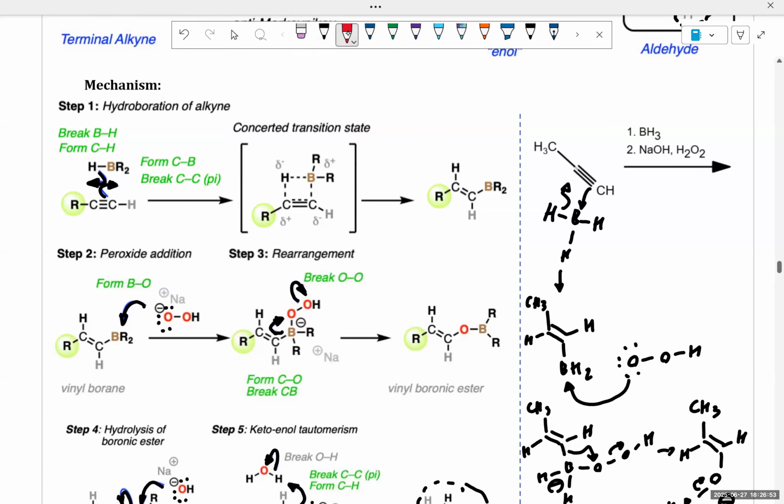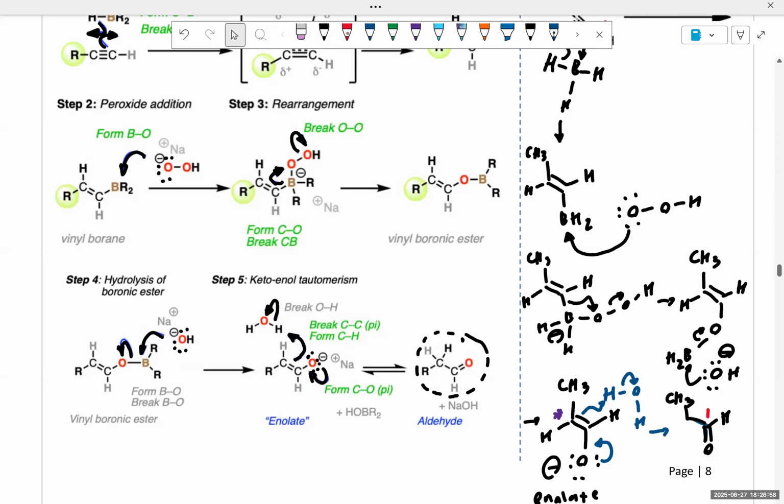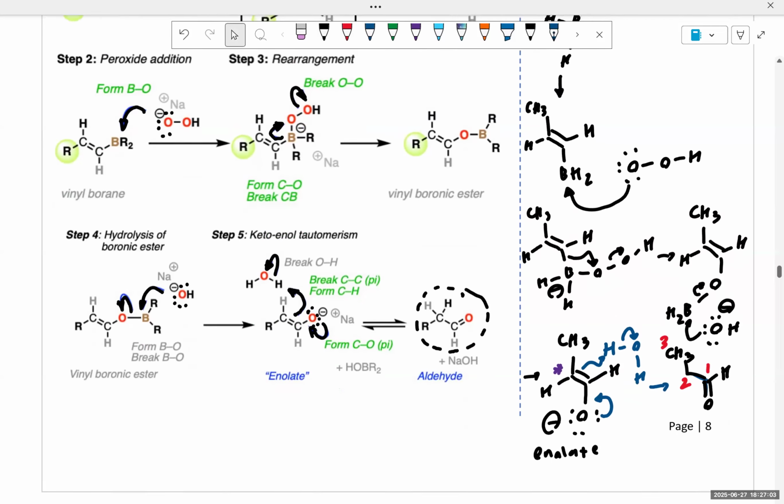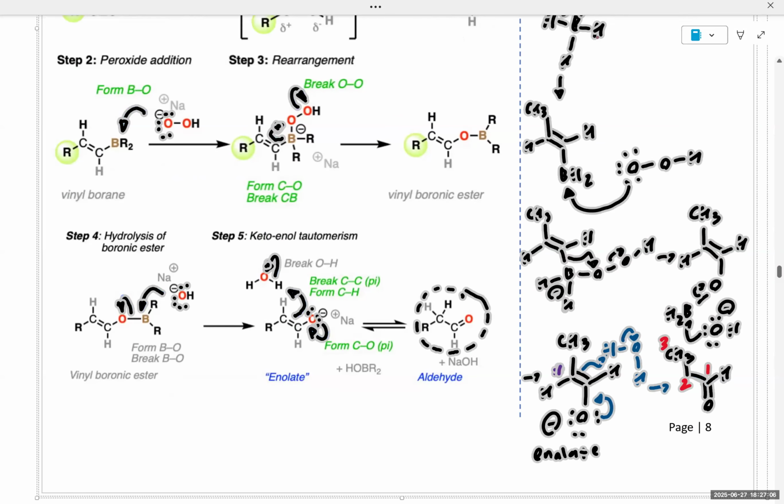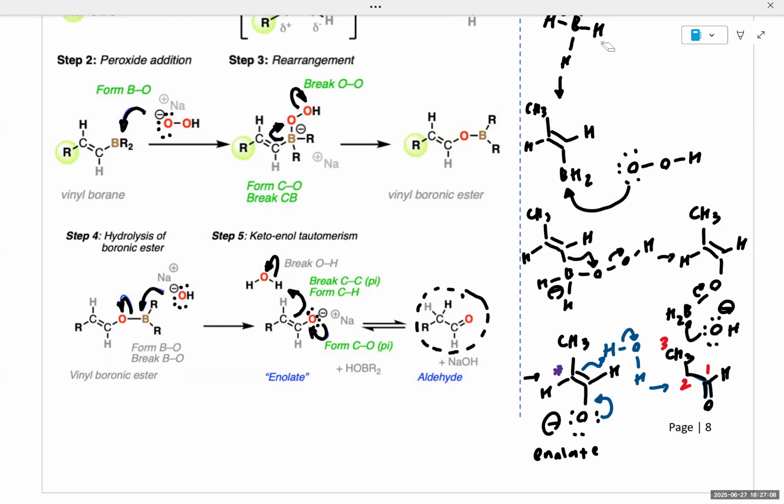Let's just show some mapping here. 1, 2, 3. So as you can see, hydroboration oxidation is a wonderful and efficient method to prepare aldehydes from alkynes. So we have two complementary methods to install a carbonyl at the most substituted position via oxymercuration or at the least substituted position via hydroboration. Really powerful stuff.